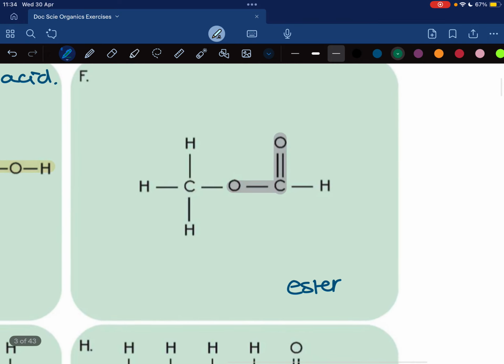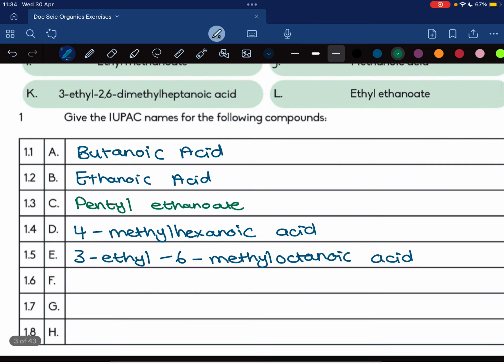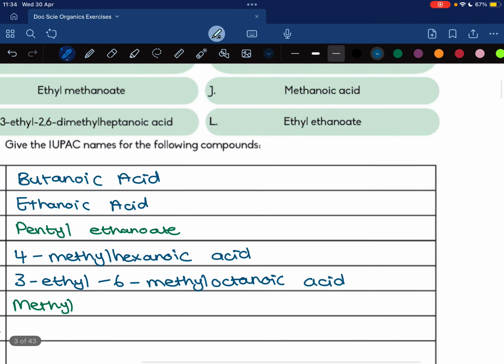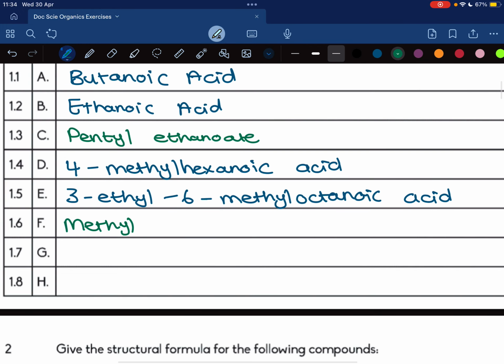So let's see, the alcohol is the carbon that is on the side next to the single bond, which is 1. So then that's going to be methanol, which changes to methyl. And then if I look at the other one, I see that the carboxylic acid only has 1 carbon, which would be methanoic acid, but because it's an ester, it would end in methanoate.